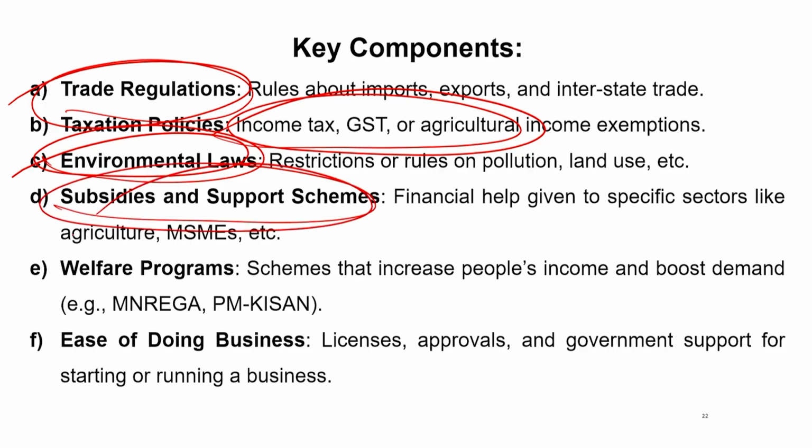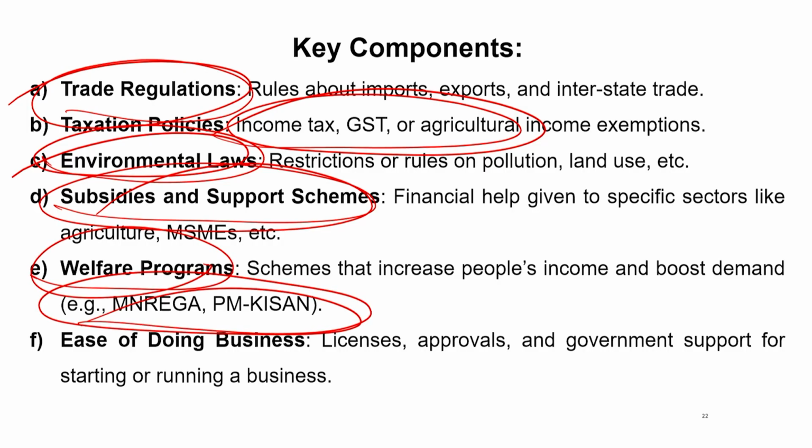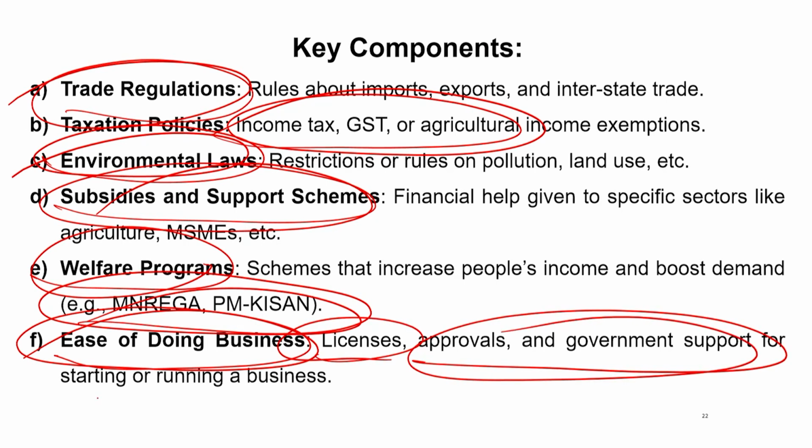Subsidies and support schemes: some supporting subsidies are given by the government for rural people. So the organization can collaborate with the government and provide benefit to the farmers also. Welfare programs like MGNREGA, PM Kisan Yojana, many things are there. Ease of doing business, yes. The government will decide how to make business easy by providing licenses, approvals and government support.